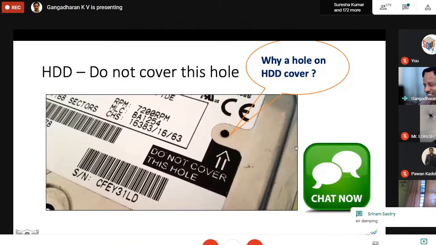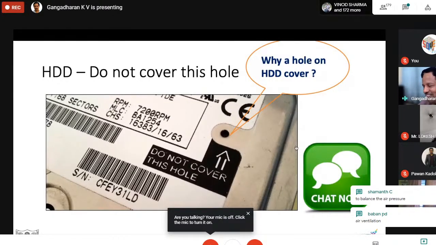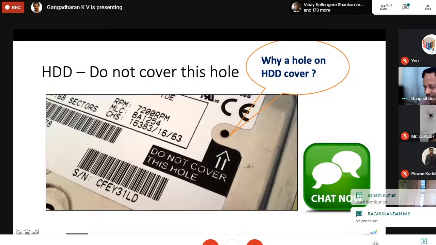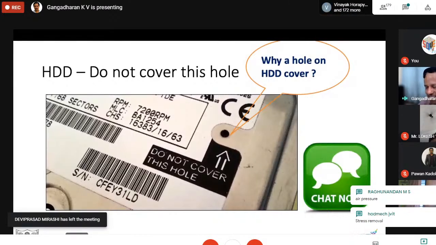Okay, and somebody has written air damping, removing the heat for cooling. Okay, good. Balance of air pressure, very good. Air ventilation, cooling, release of heat. I'm happy that a lot of answers are coming in. Again, load distribution, air pressure, good.